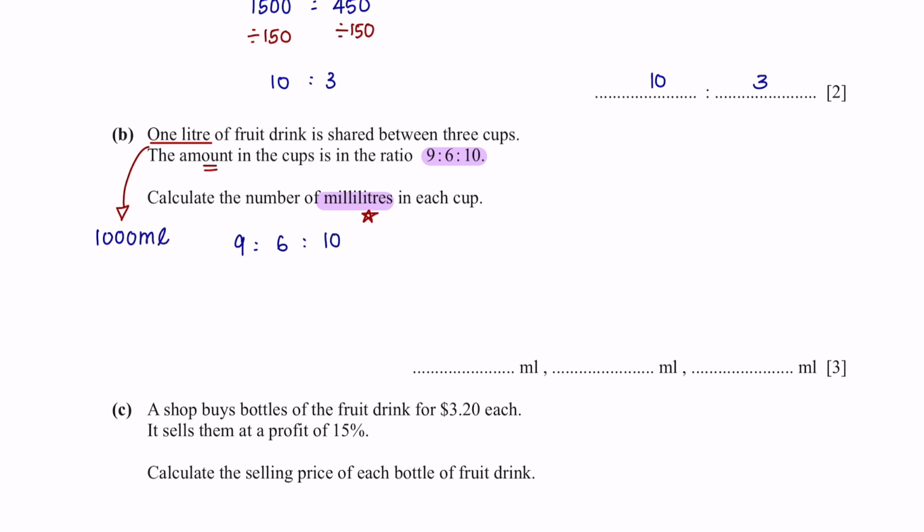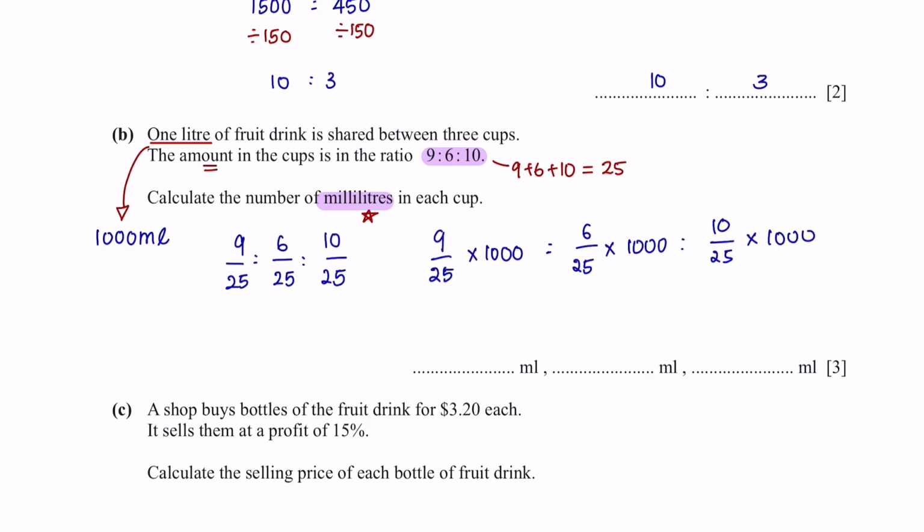To find the amount, we're going to have to change this into a form of fraction. Adding up all the numbers in the ratio will give us 25. And now we're just going to multiply the fraction with the total amount, which is 1000 milliliters. You can just insert these values in your calculator and you will get the volume for each cup.